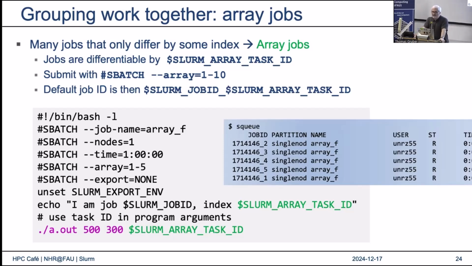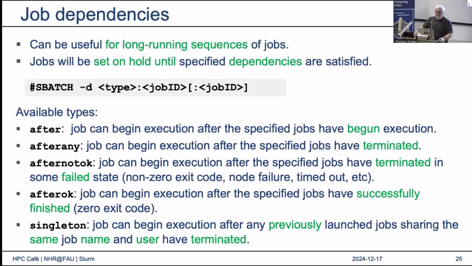How do you tell Slurm that one job depends on another job? This is what job dependencies are for. Okay, so you have sequences of jobs that depend on each other. Slurm supports that. And it's very simple.